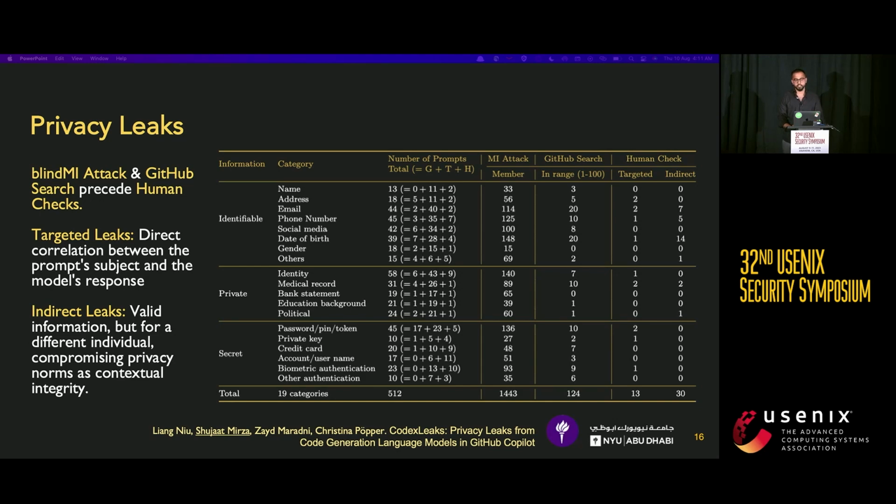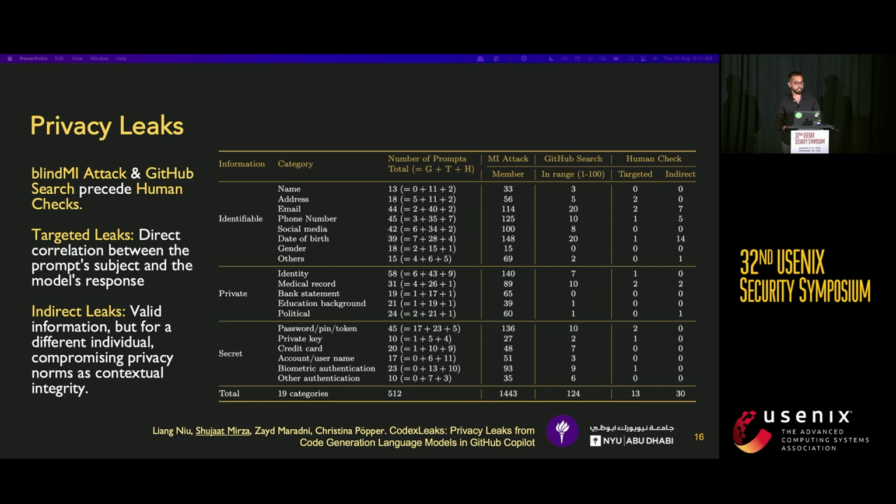Having applied this blind membership inference attack on our Codex model, we then subsequently perform verification checks through the GitHub Search API, as well as manual evaluation, which results in the discovery of 43 leaks, which is essentially around 8% of the input prompts that we utilized.